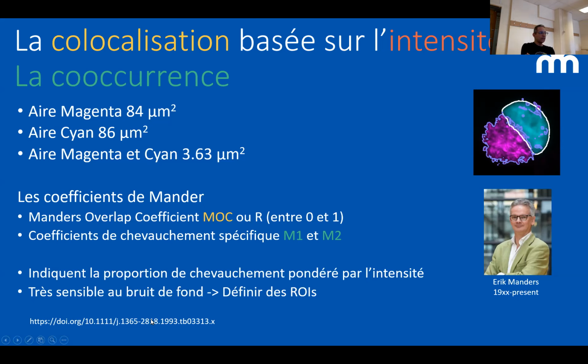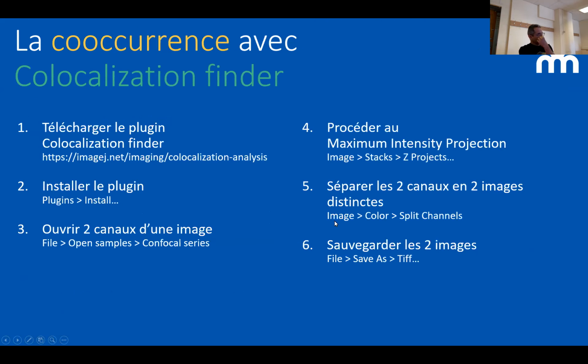It's very easy to implement, but it's very sensitive to noise. So you have to define ROIs, and you have to kind of remove everything that is outside your region of interest. There is a plugin to do that. It's called Colocalisation Finder. I found it very easy, and we're going to go back to Fiji to look at that.